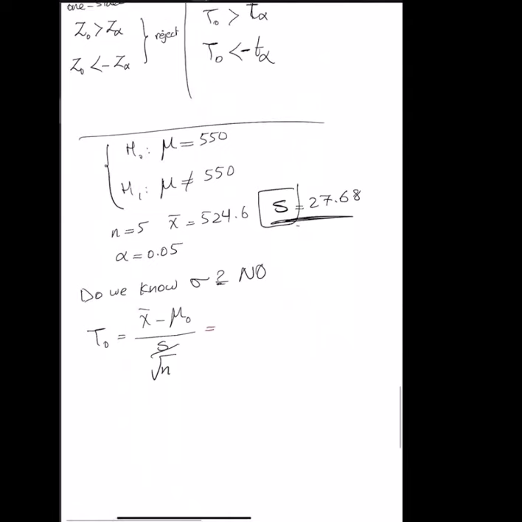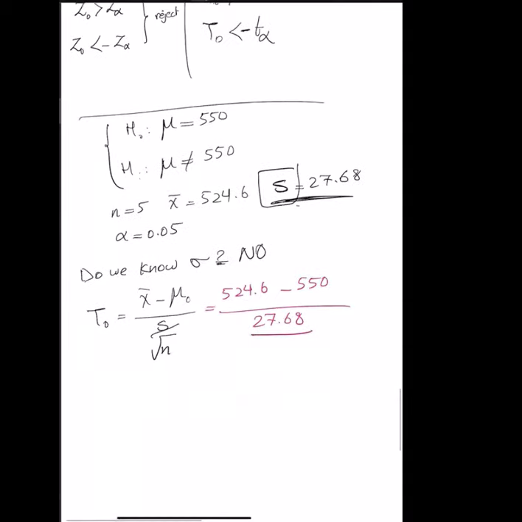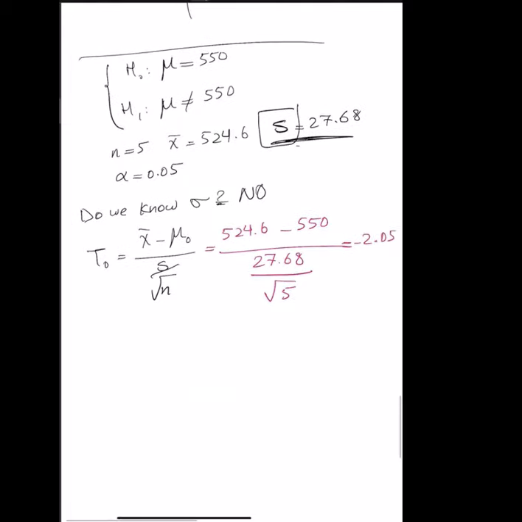Now X bar is 524. Mu naught is 550. S is 27.68. Square root of n is square root of 5. Look at the results. That's going to be minus 2.05. And this is a two-sided test.